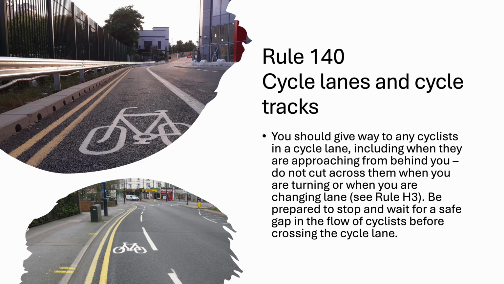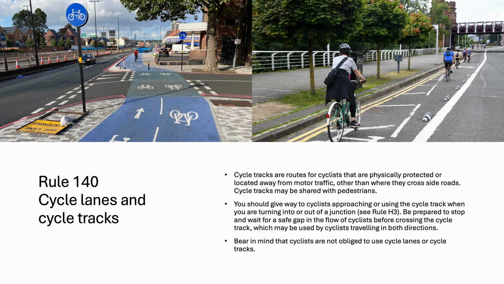You should give way to any cyclists in a cycle lane, including when they are approaching from behind you. Do not cut across them when you are turning or when you are changing lane. See Rule H3. Be prepared to stop and wait for a safe gap in the flow of cyclists before crossing the cycle lane. Cycle tracks are routes for cyclists that are physically protected or located away from motor traffic, other than where they cross side roads.